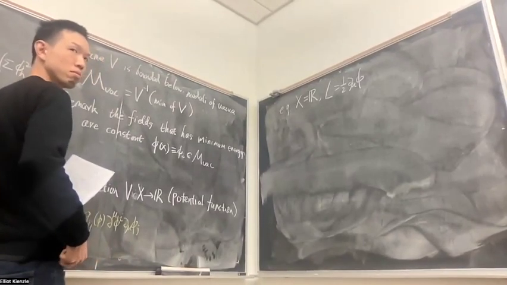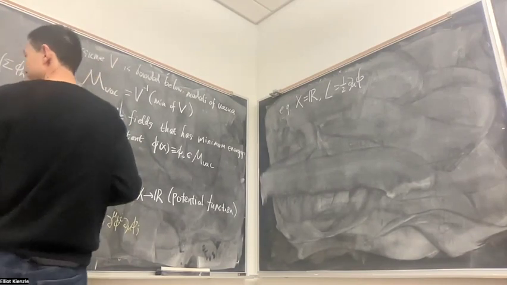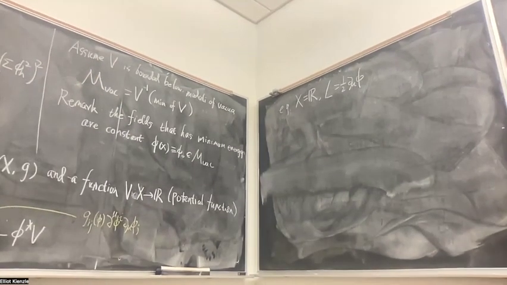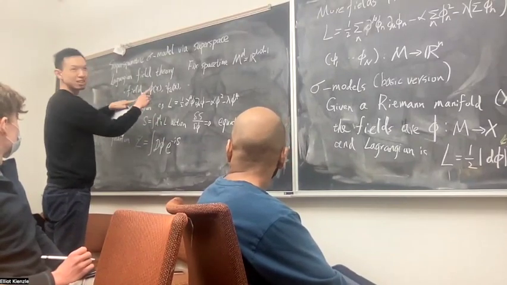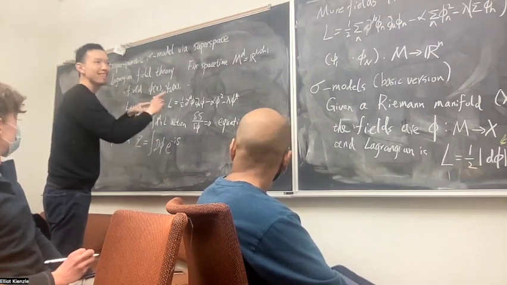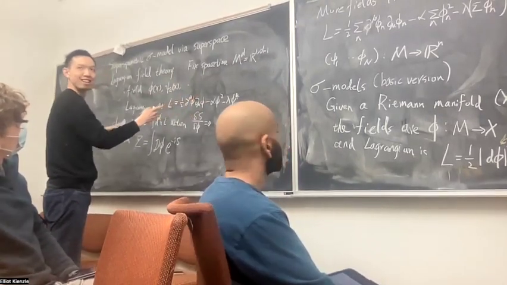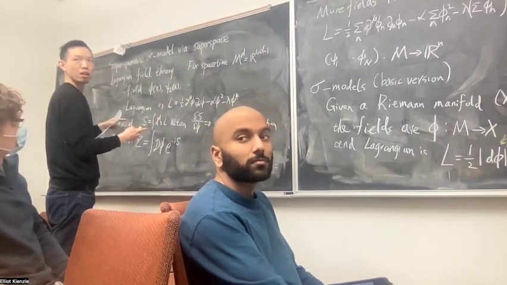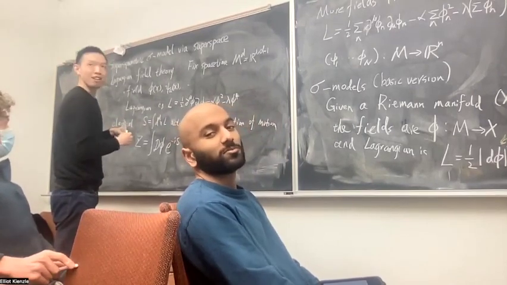When you say fields giving minimum energy, does it mean minimum action? No. Usually the Lagrangian is kinetic energy minus the potential energy, and in this case the energy that we want to minimize is kinetic energy plus potential energy. So the field is minimizing the integral of 1/2 dφ squared plus the pullback of V under φ. Yeah, right. Okay.